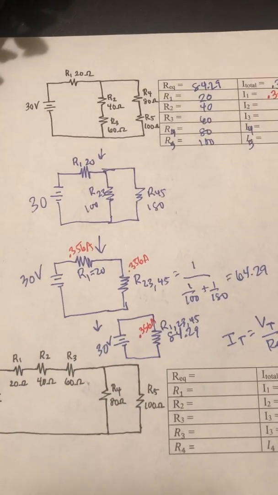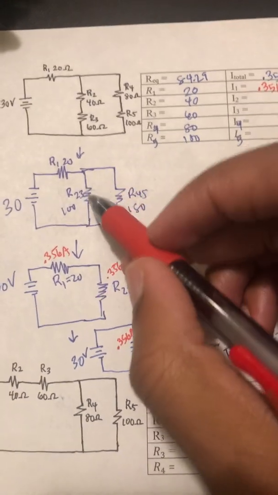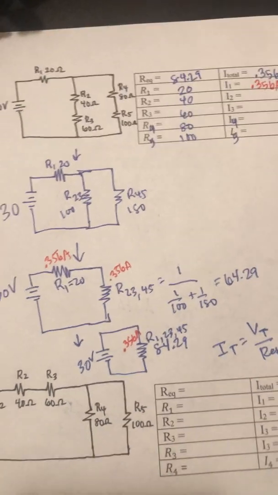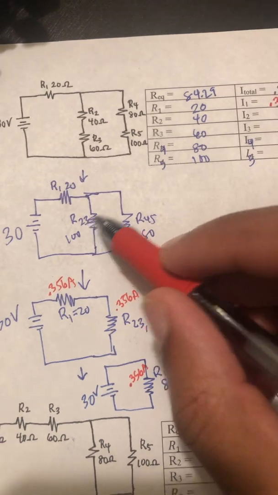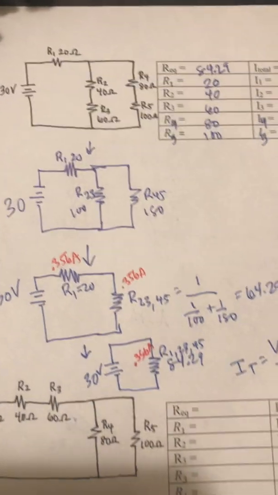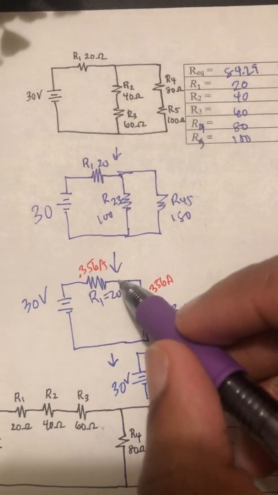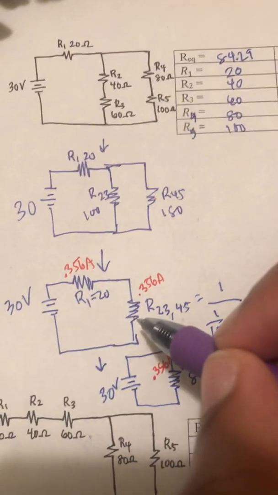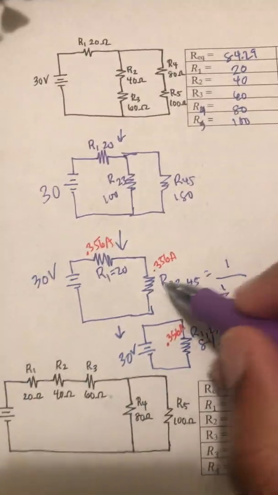Next thing I do is I look. How did I combine R2, 3, 4, 5? I combined those in parallel. So I know parallel has the same voltage. So if I know the voltage here, I'll know the voltages right here and right here. But be careful, because the voltage right here is not 30. Because remember, this is a series circuit. They add up to give you 30. So I don't know if it's 10, 20. I don't know if it's 25, 5. I don't know if it's 15, 15. So I have to calculate the voltage right here.